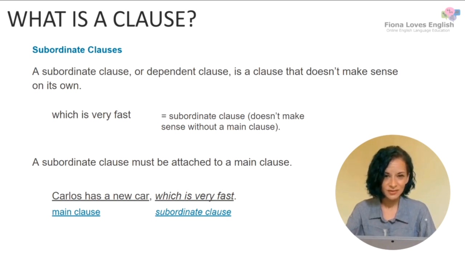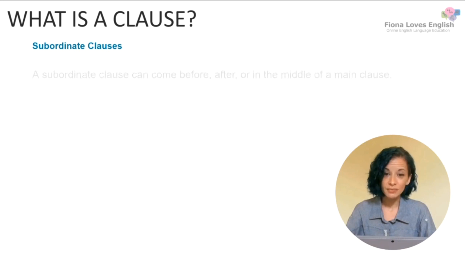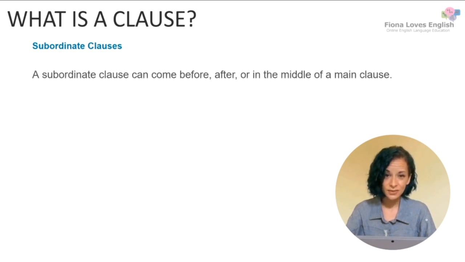It can be understood on its own, and it can be a complete sentence. But here we also have a second clause, which is attached to that first main clause, which is very fast. This is a subordinate clause, or dependent clause. A subordinate clause can come before, after, or in the middle of a main clause. Have a look at these examples.